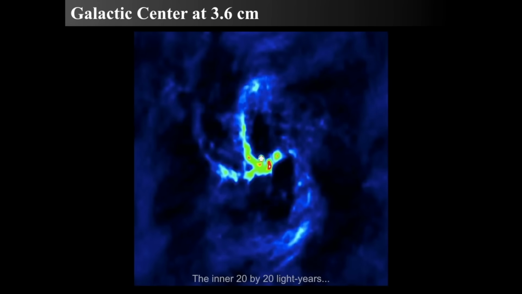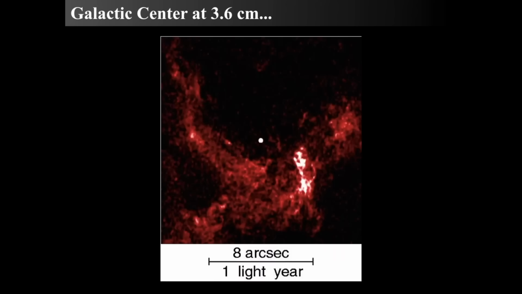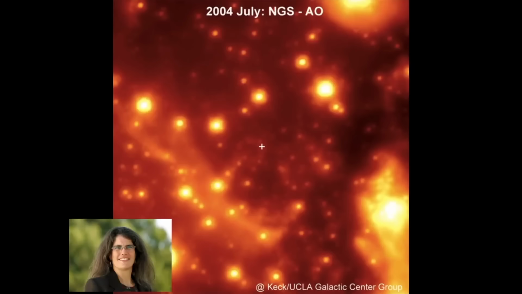At about 3.6 centimeter radio light, the inner 20 by 20 light years shows gaseous material that is actually spiraling around at extraordinary speeds, hundreds or thousands of kilometers per second, yet there's still an incredibly bright point source right at the center. And there's these arms of gas that are swirling around, but look at that bright source. And we're going to zoom in even further at 3.6 centimeters, and zooming in further we see the arms of gas that are moving extraordinarily fast, but yet there's still that incredibly bright point source right at the center. What is going on there?